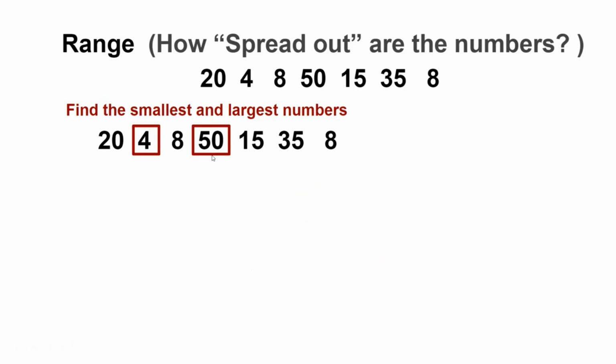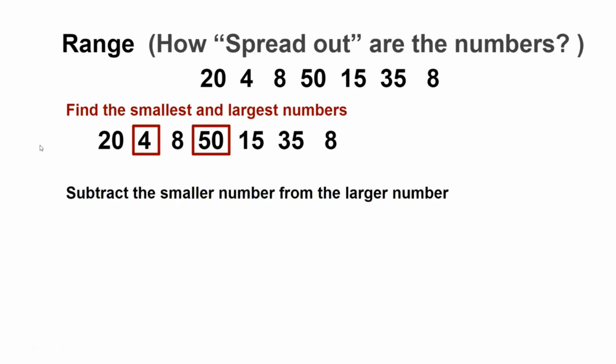Double check your work. Make sure that there's nothing larger or smaller than those two numbers. If you're good, subtract the two. Subtract the smaller number from the larger number. 50 minus 4 equals 46. That is the range for that set of numbers. It's a measurement of how spread out it is.